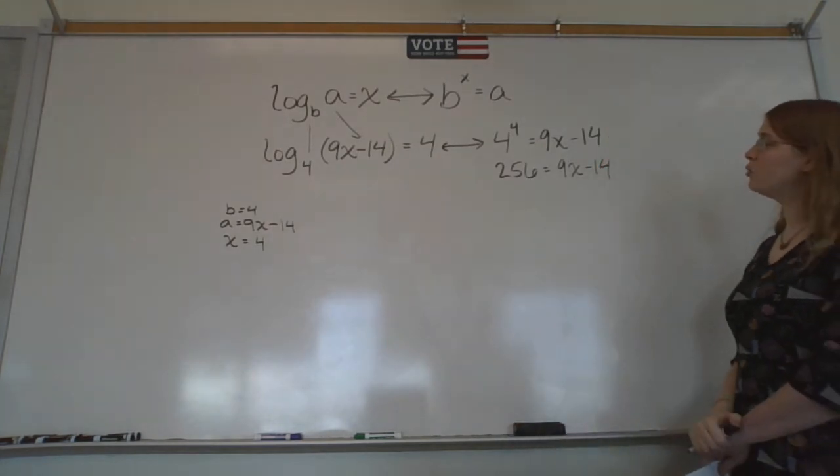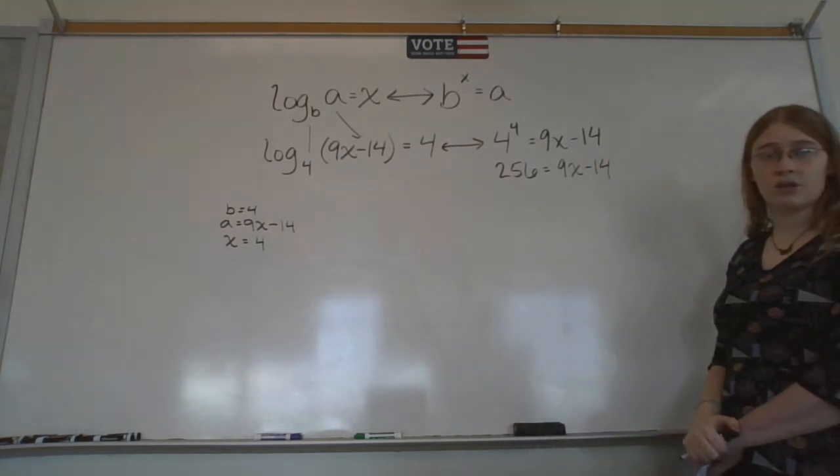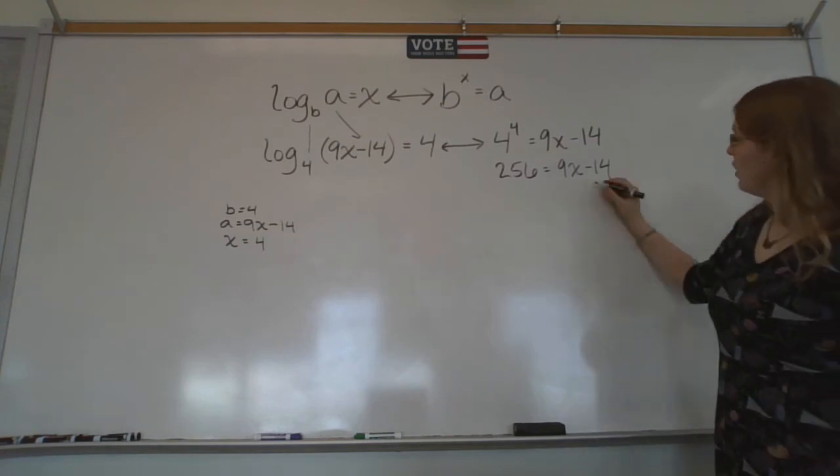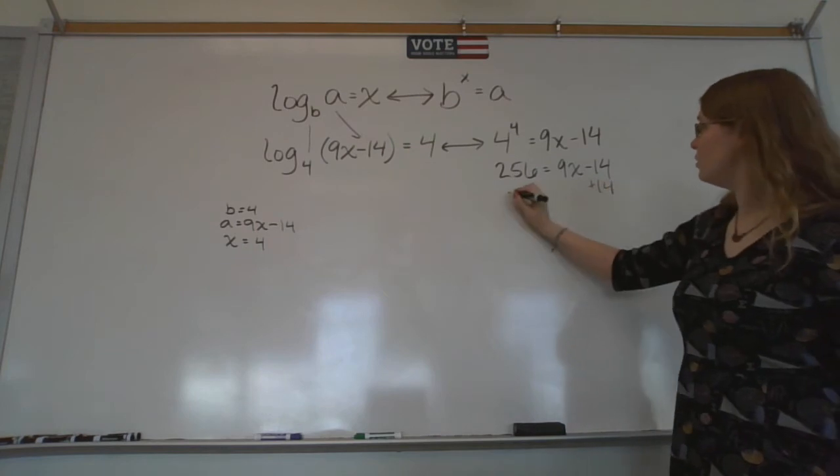And from here, we can just do our regular two-step solving, right? How do you get x by itself? Add 14.